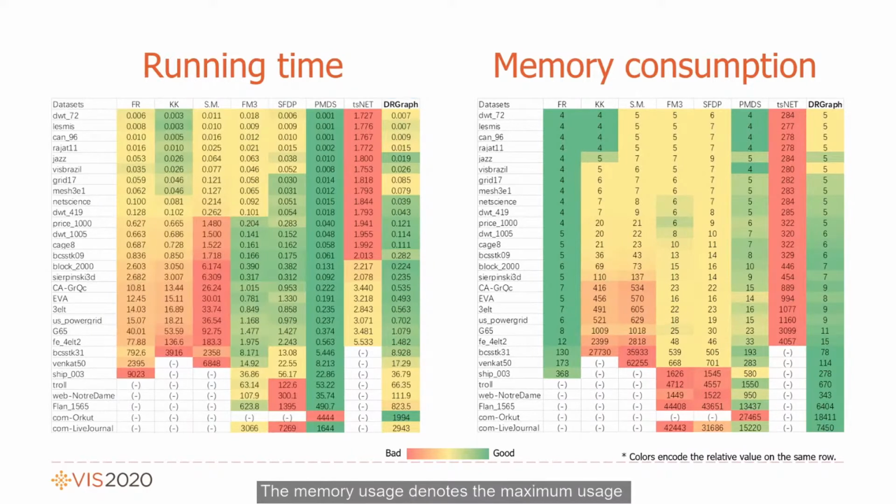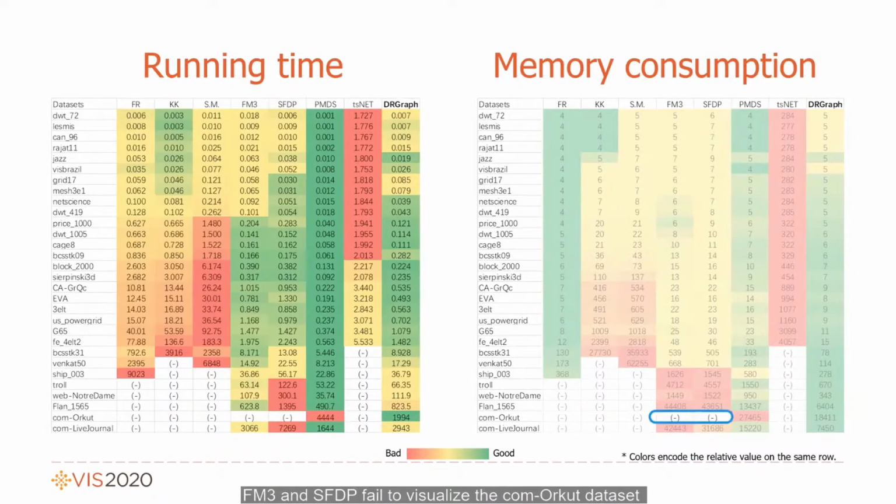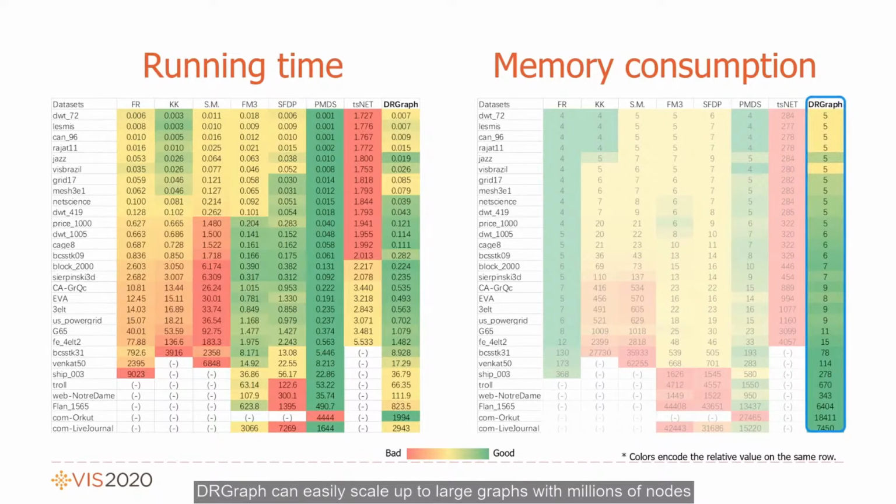The memory usage denotes the maximum usage of the process during its lifetime. FM3 and SFDP fail to visualize the Horak dataset due to their huge memory consumption. DRGraph can easily scale up to large graphs with millions of nodes on commodity computers.